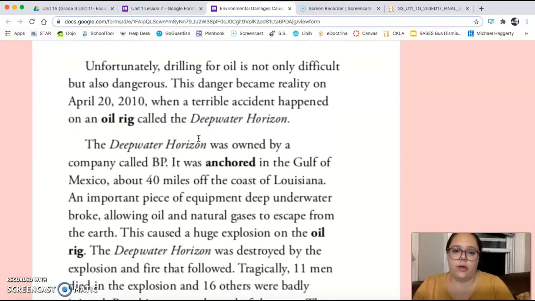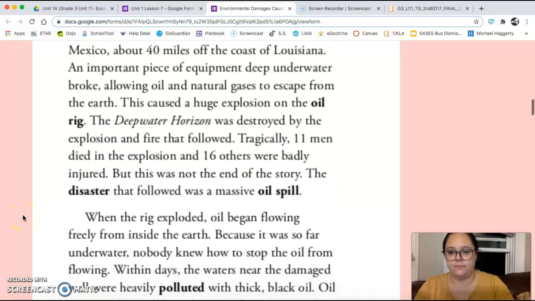Unfortunately, drilling for oil is not only difficult but also dangerous. This danger became reality on April 20th, 2010, when a terrible accident happened on an oil rig called the Deepwater Horizon. The Deepwater Horizon was owned by a company called BP. It was anchored in the Gulf of Mexico, about 40 miles off the coast of Louisiana.